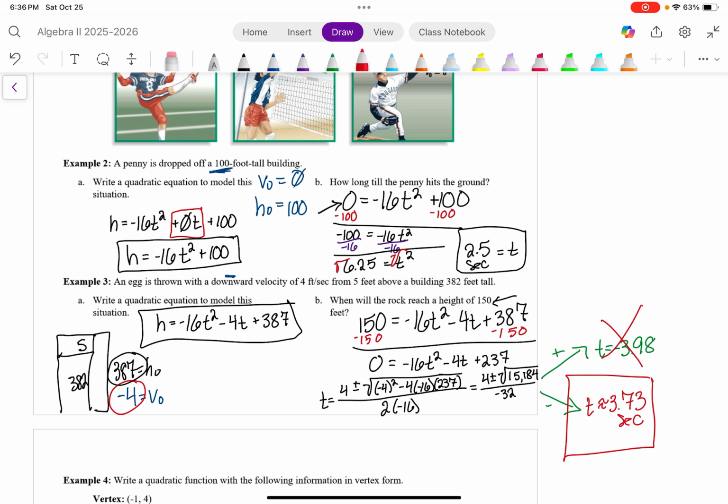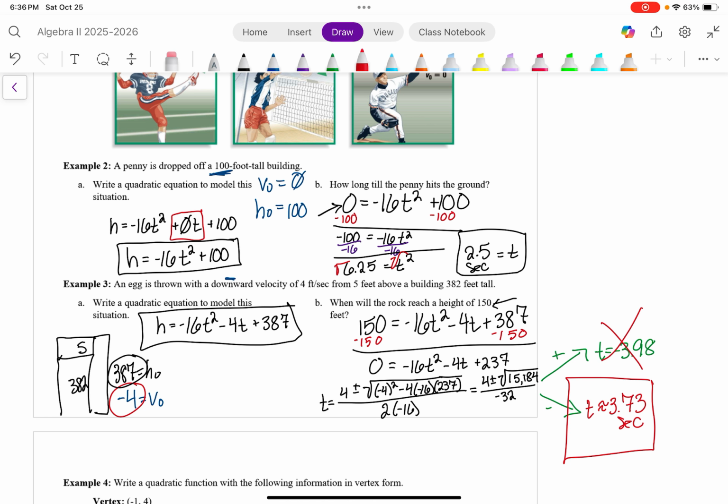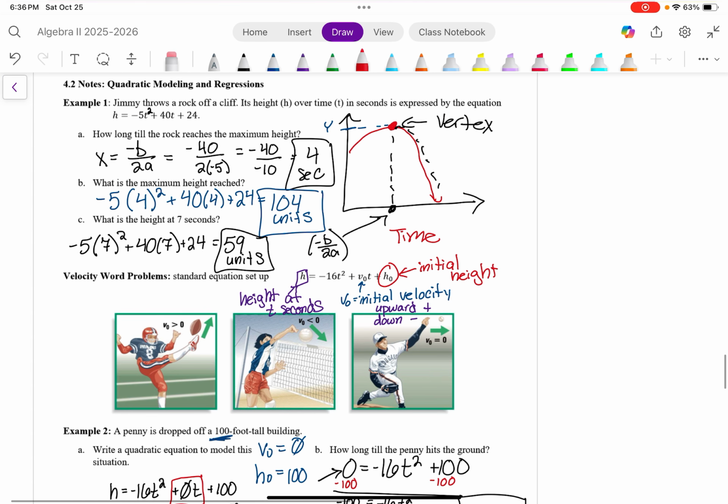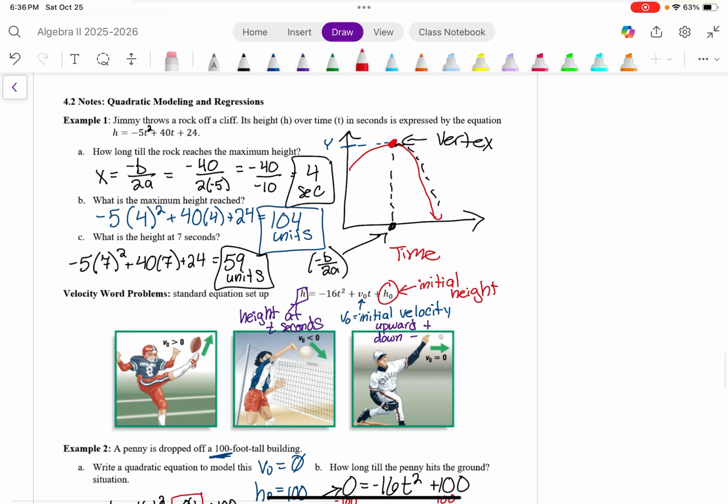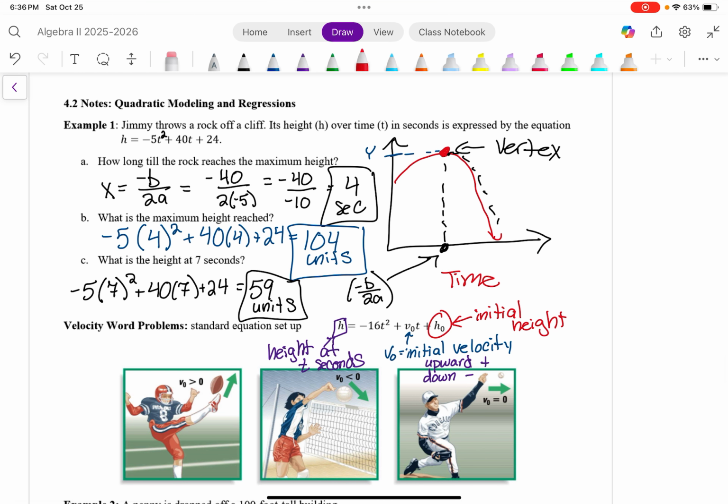All right, and that is how you would do a problem where they don't give you an equation and you have to write one for velocity. And then also how you would do a word problem where they do give you an equation. And these ones, again, are not always going to be about height. So if it gives you a different type of problem, it's still talking about the same thing.